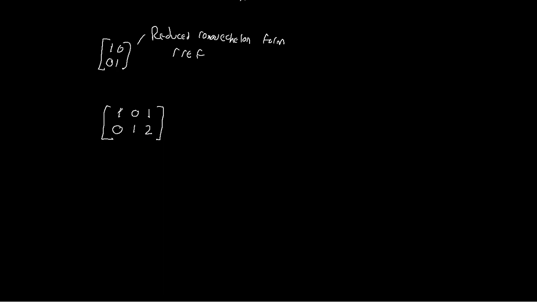Then finally, if a column has a leading 1, all other elements have to be 0. So this is the leading 1 here. Look at all the other elements. They're 0, so we're good there. This is a leading 1, so we look at all the other elements. They're 0, so we're good there. Even though there are numbers here, these don't matter, because these aren't influencing the reduced row echelon form. So this is in reduced row echelon form.